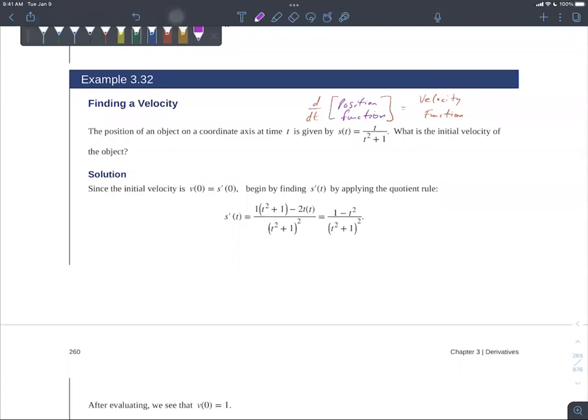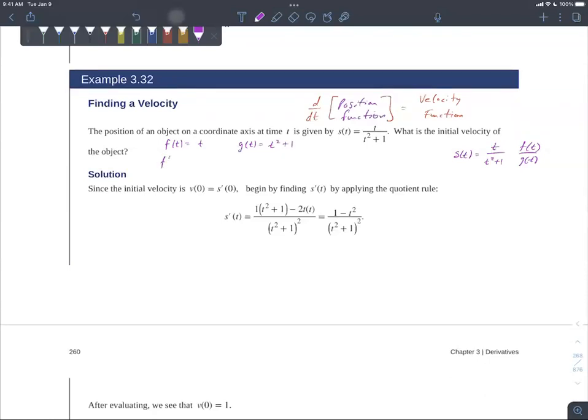The derivative of s of t, let's think of s of t. This is a rational function, t over t squared plus 1. And so we can think of it as f of t over g of t. So we're going to need the quotient rule here. Our function f is just t. Our function g on the bottom is t squared plus 1.